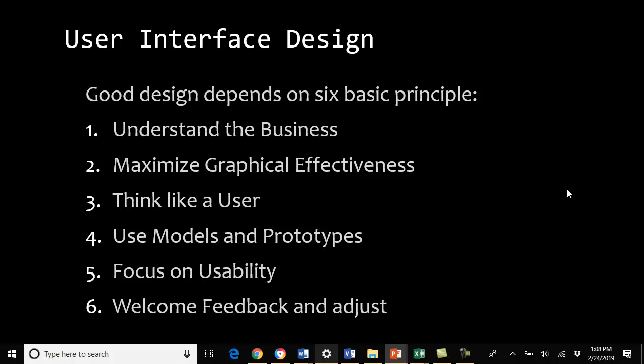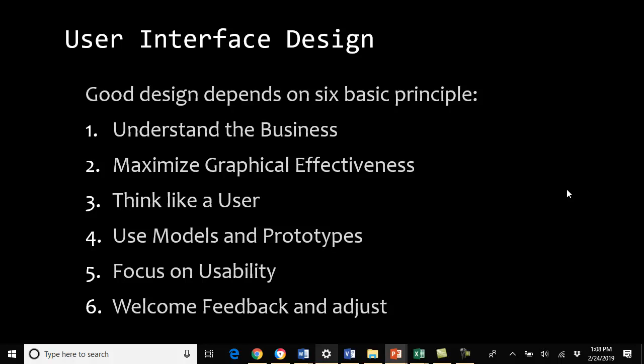The term is being empathetic toward the user, kind of getting in their mind. What would they want to see? How would they want to react to this page? We want to use models and prototypes. Like I said, building a storyboard is a great way of going through it.